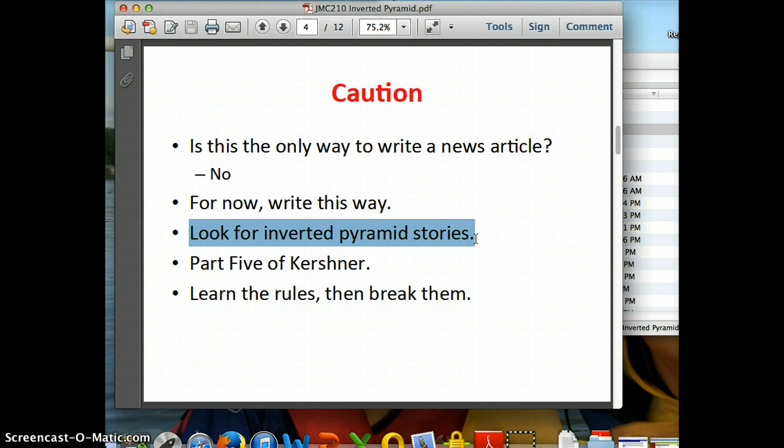Now, when you're reading the paper, I want you to look for inverted pyramid stories. Try to find things with summary leads that have the who, what, when, where in the lead. And then I want you to also look for stories that are told most important to least important.